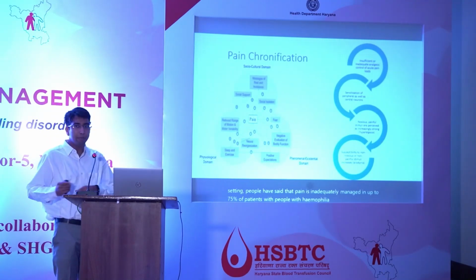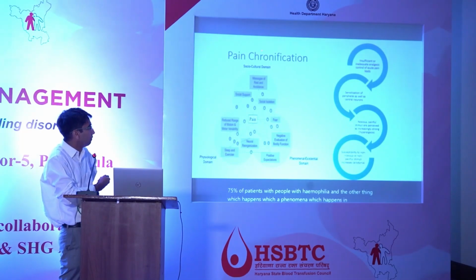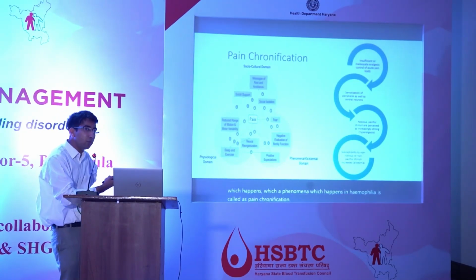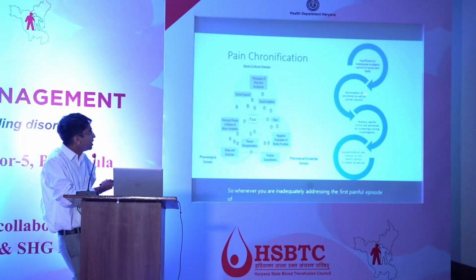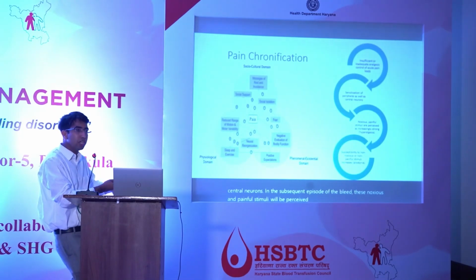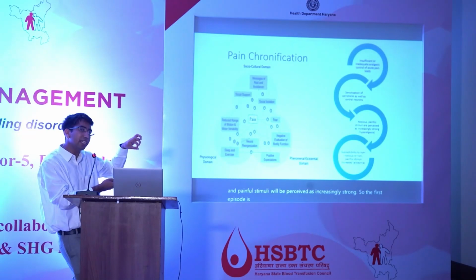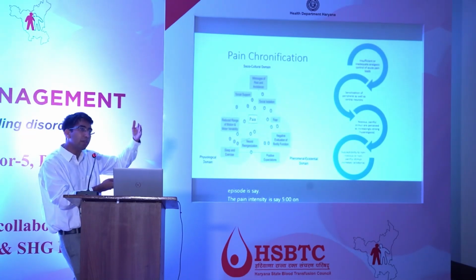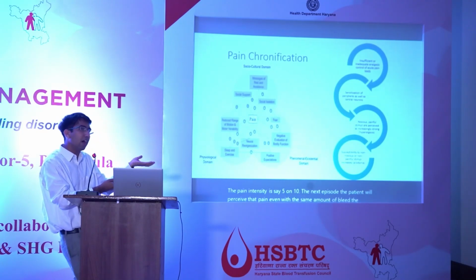The other phenomenon which happens in hemophiliacs is called pain chronification. Whenever you are inadequately addressing the first painful episode of the joint bleed, there would be sensitization of peripheral as well as central neurons. In the subsequent episode of the bleed, these noxious and painful stimuli will be perceived as increasingly strong. So the first episode, say, the pain intensity is 5 on 10. The next episode, even with the same amount of bleed, the patient will perceive a higher amount of pain.